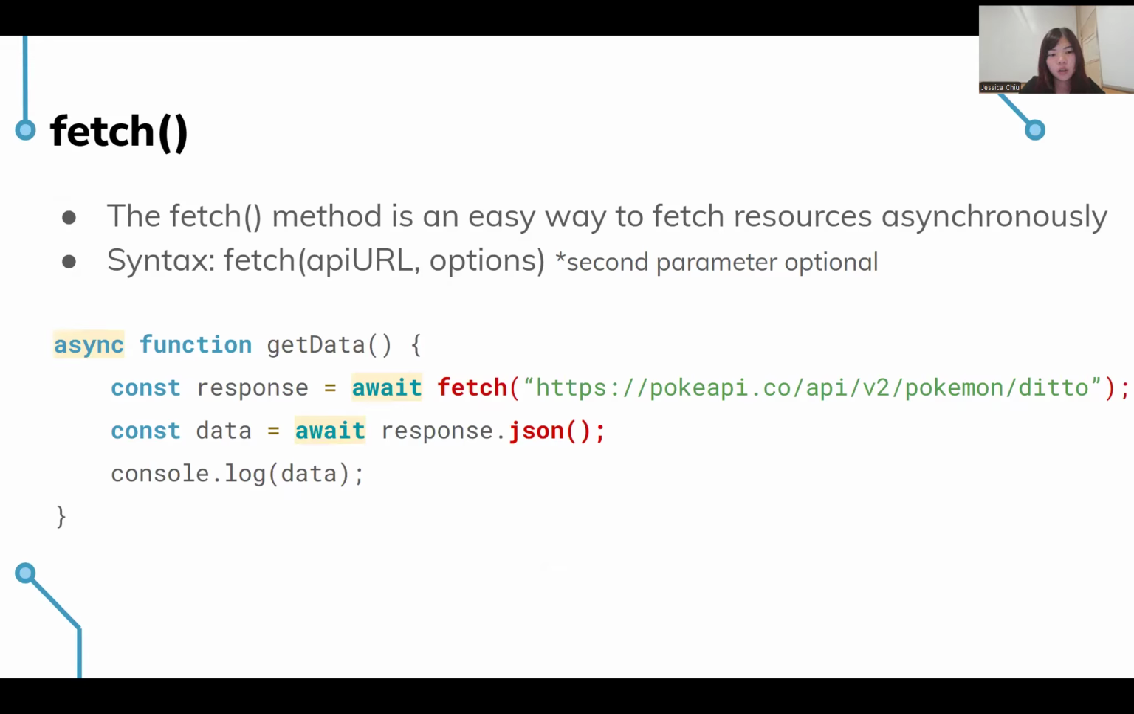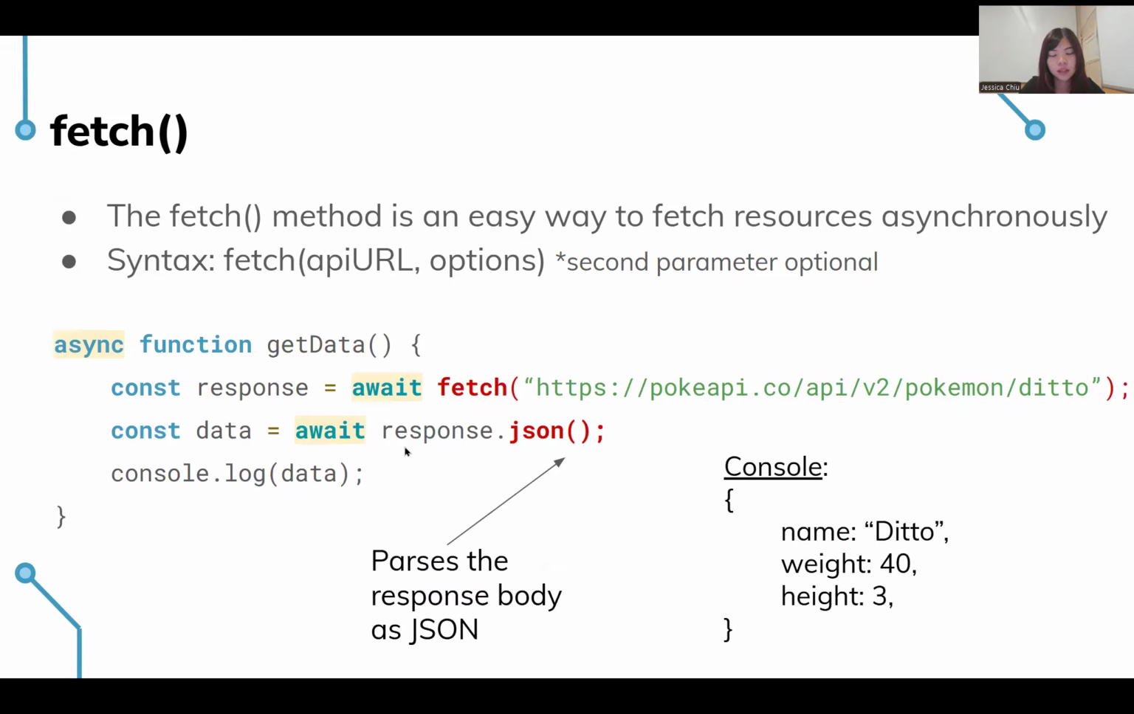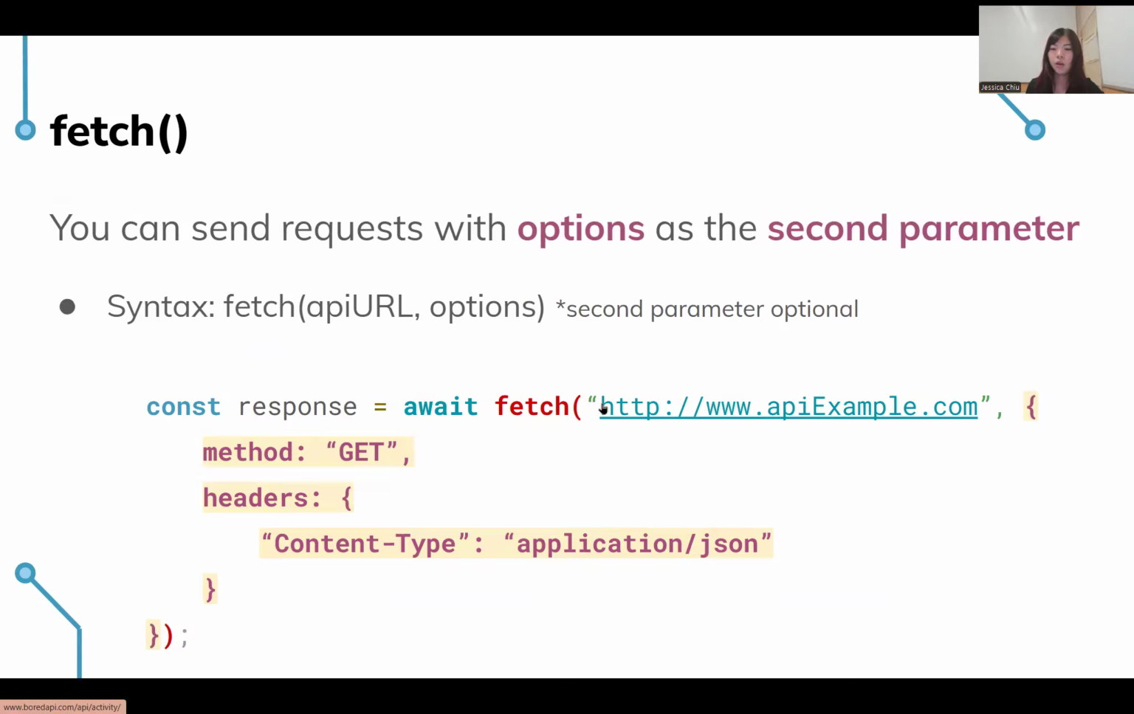Okay, so yeah, like I said before, parses the response body as JSON. And you can see in the console now, it prints out this JSON object. Okay, so that makes sense. Now we can also add options as the second parameter. Okay, like I was saying, this is an optional parameter. You don't have to use it, but sometimes an API needs it. So like always check the API documentation to see if this is necessary.